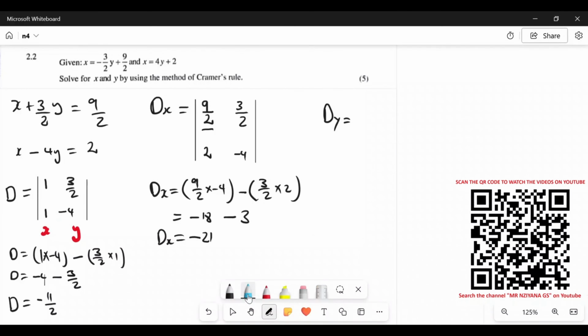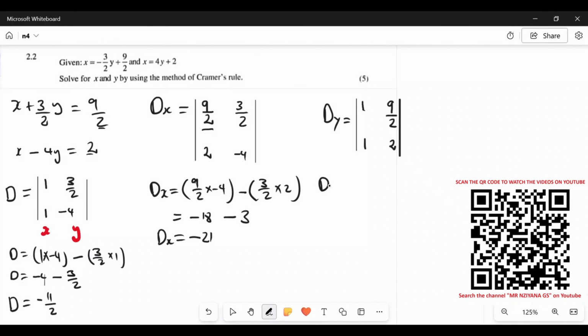So let's bring back the x coefficient on the first column. Remember, it was 1 and 1. There we go. But now for the second column, because it's for y and we are calculating the determinant of y, we're going to substitute with our constant. So it's going to be 9 over 2, because 9 over 2 is from the first equation. That's why it's on the first row. And on the second row, we're going to have 2, because it's the second equation. There we go. Then from there, we create our matrix.